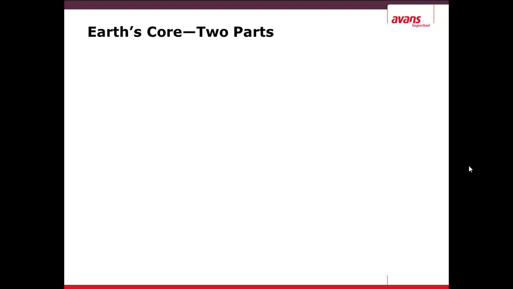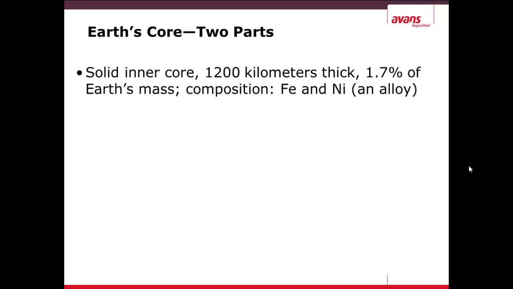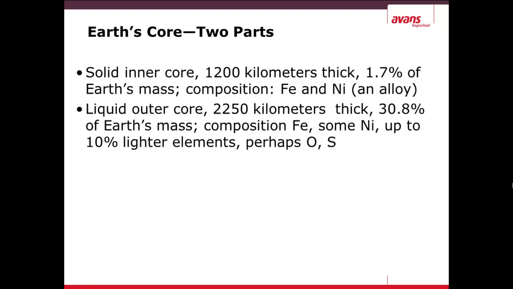The Earth's core has 2 parts. The first is a solid inner core, approximately 1,200 kilometers thick. It is approximately 1.7% of Earth's mass, and it is composed of an alloy of iron and nickel. The liquid outer core is the next 2,250 kilometers, and it's approximately 30.8% of the Earth's mass.